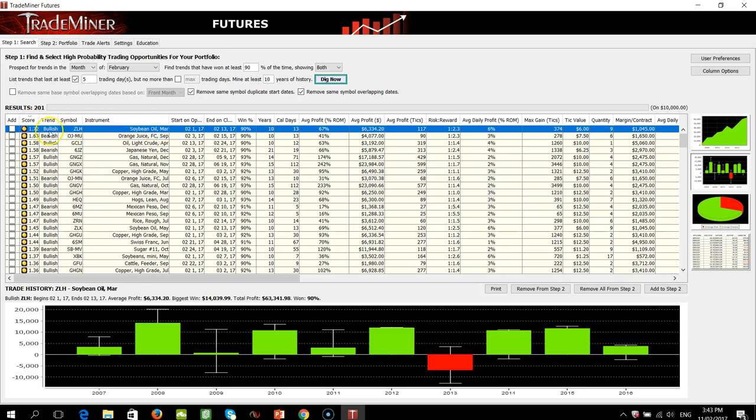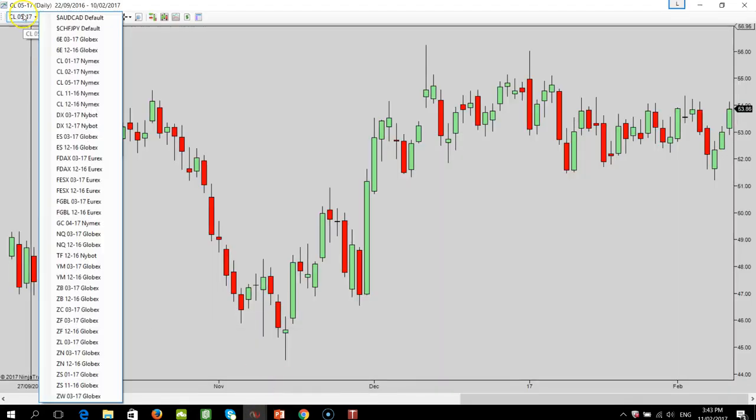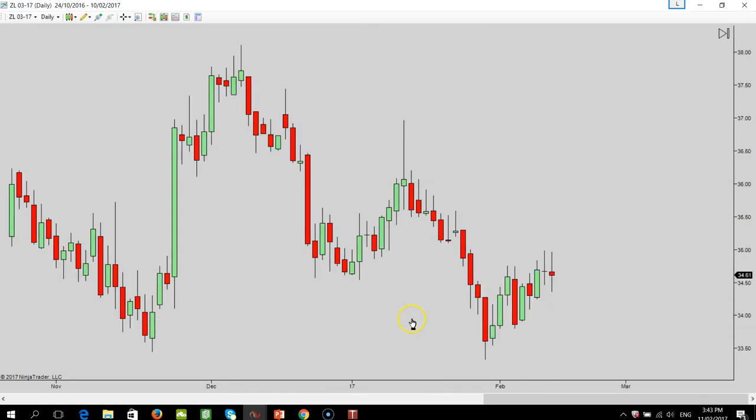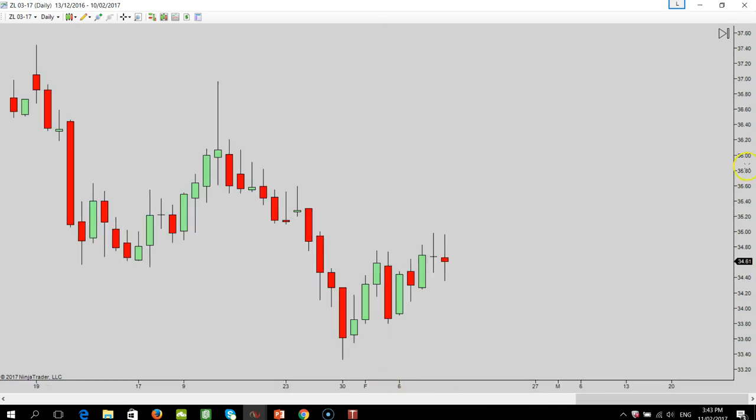Okay, so the first one is bullish, bean oil. Get long on February 1st, get out on the 13th. The 13th is just Monday. Today's Saturday, I'm recording this. And let's see how it looked. Okay, so it's get long, March bean oil, ZL. Here it is. February 1st. Let's see if we can expand this up a little bit.